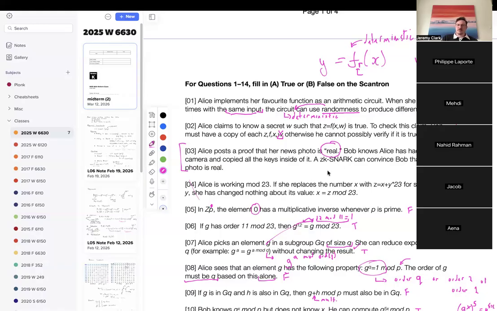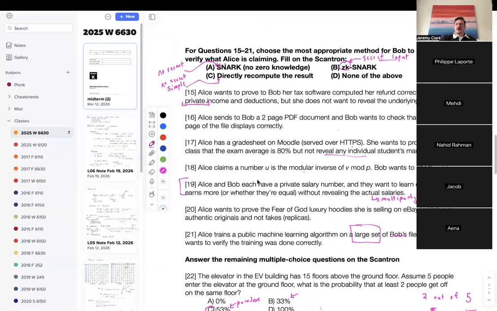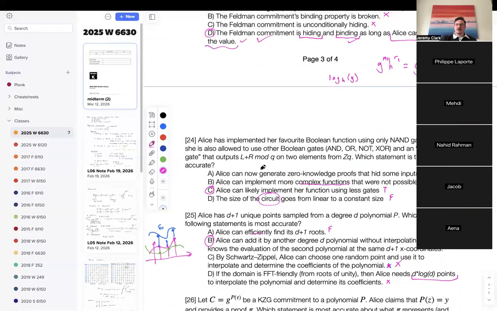Okay, so this question is meant to model that ZK SNARKs can't solve every problem in the world. They can only solve problems where it's a question of a computation and whether certain inputs are producing a certain output. Right. Okay, good.